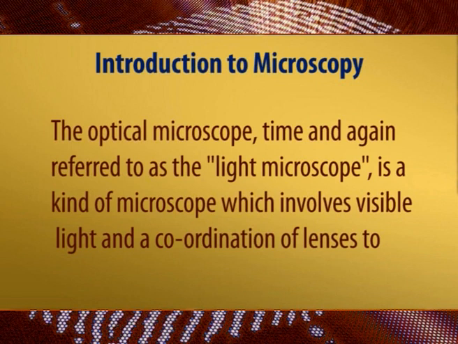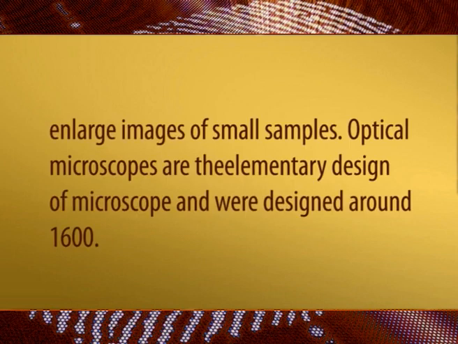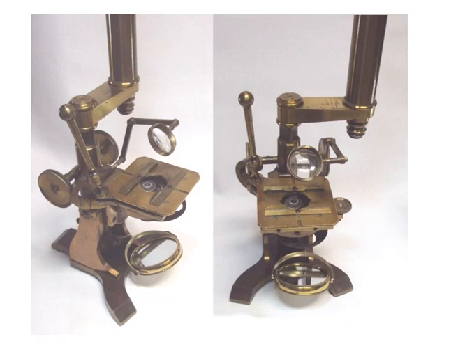The optical microscope, time and again referred to as a light microscope, is a kind of microscope which involves visible light and a coordination of lenses to enlarge images of small samples. Optical microscopes are the elementary design of a microscope and were designed around 1600. Elementary optical microscopes can be very simple, although there are countless, multifaceted designs which intend to have advanced resolution and sample contrast. Optical microscopes were easy to improve and are prevalent because they use visible light, and as a result the sample can be easily observed by the naked eye.